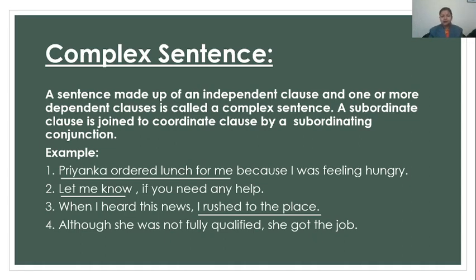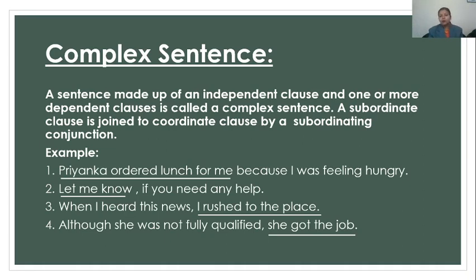Now look at the next sentence. Although she was not fully qualified, she got the job. Here the first clause, although she was not fully qualified, is beginning with a subordinating conjunction. So this is my dependent clause and the main clause is she got the job. So one dependent, one independent means it is a complex sentence. Clear to everybody?